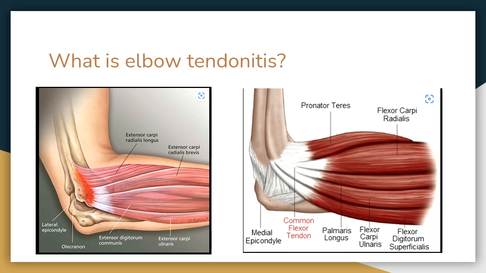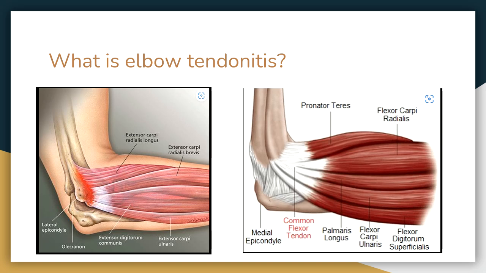The first one, on the left, is a diagram showing the common extensor origin. This is basically the lateral epicondyle. You can see the extensor carpi radialis longus, extensor carpi radialis brevis, extensor digitorum communis, and extensor carpi ulnaris. They all originate from the lateral epicondyle.